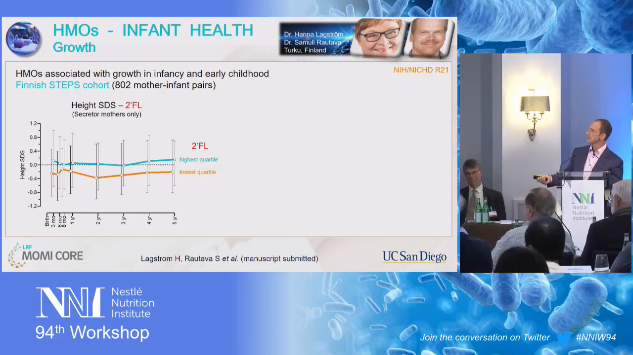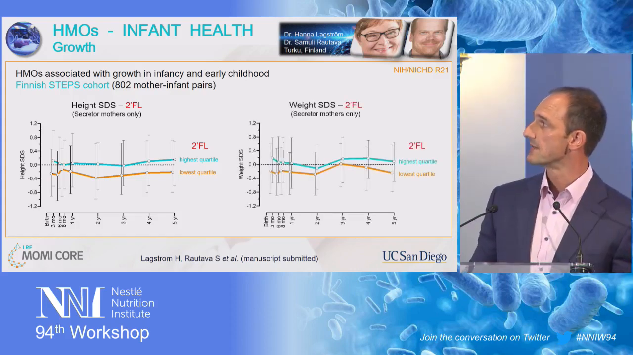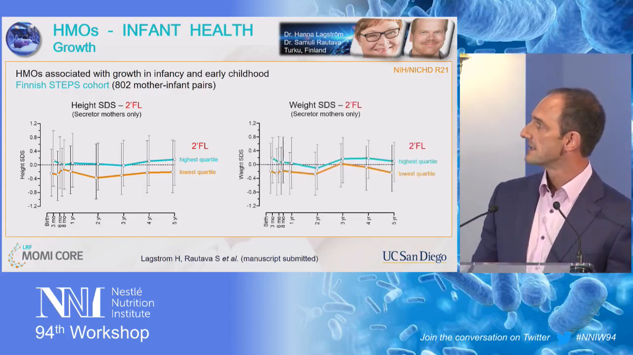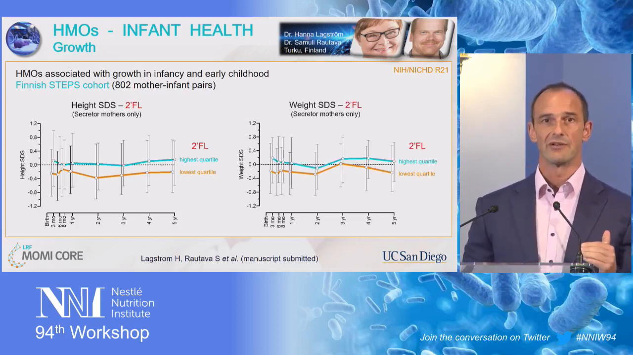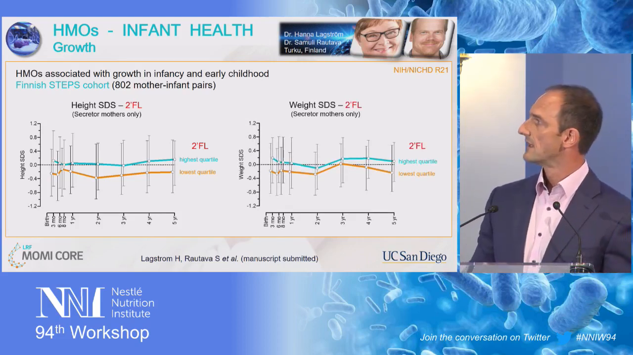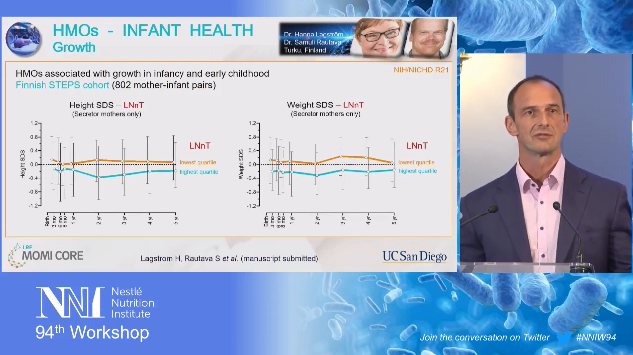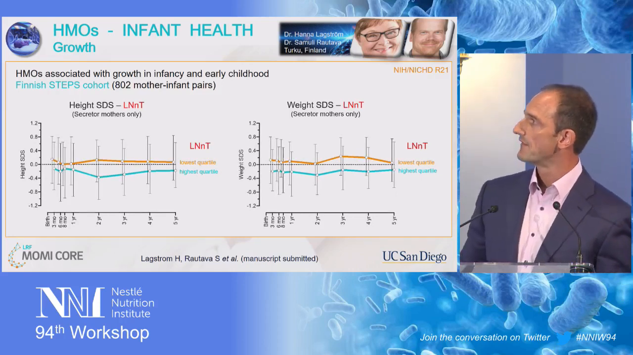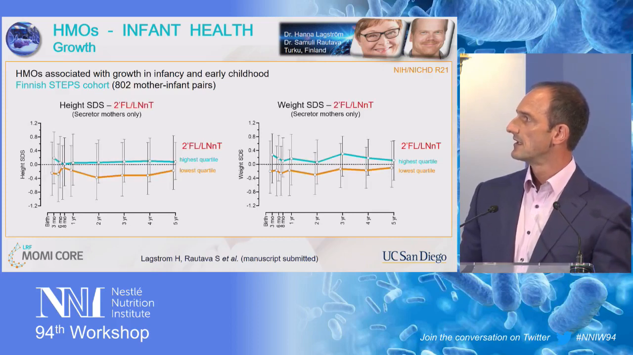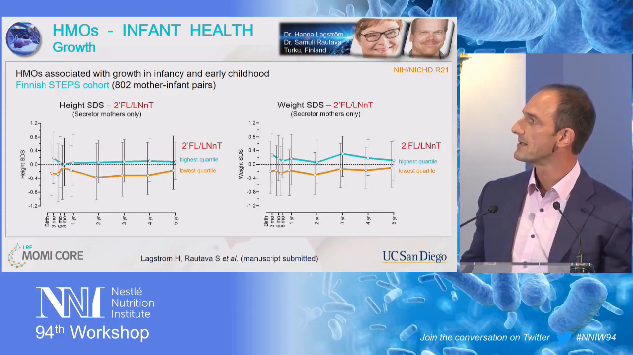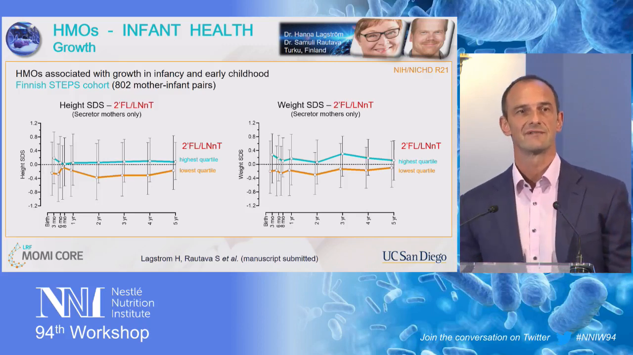And you see that the highest quartile in 2FL concentration gives you a higher height, and the lowest quartile gives you a lower height. So the same that we found earlier: the more 2FL you have, in this case the taller you are, and this is the same for weight as well. And the less 2FL you have, the smaller you are. It looks the other way around for Neo-LNT, just like we've seen in the Danish cohort. And if you take the ratio of 2FL and Neo-LNT, you see that this holds up nicely, and it is significant until 5 years of age.